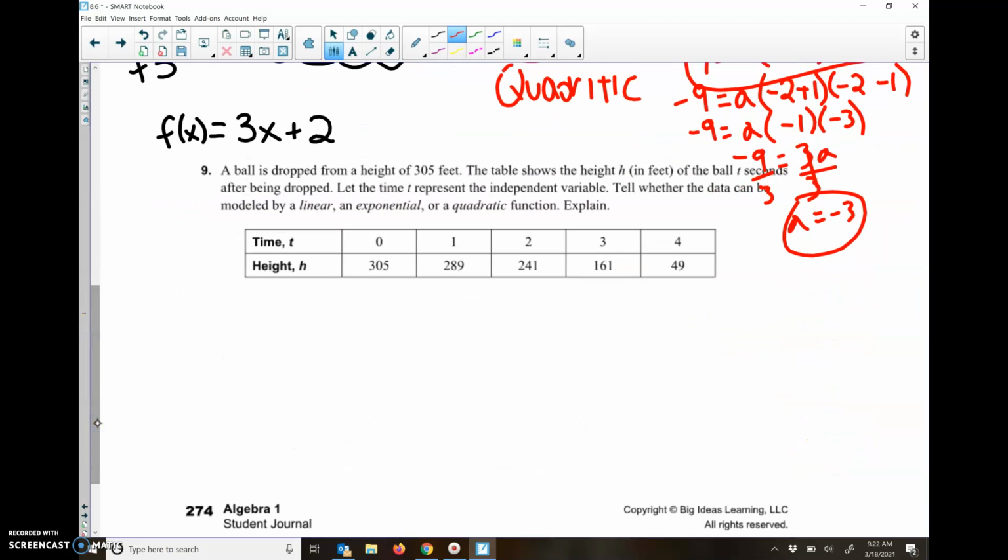And then this one, a ball is dropped from a height of 305 feet. The table shows the height in feet of the ball at t seconds after being dropped. Let the time t represent the independent variable. Tell whether the data can be linear, exponential, or quadratic.